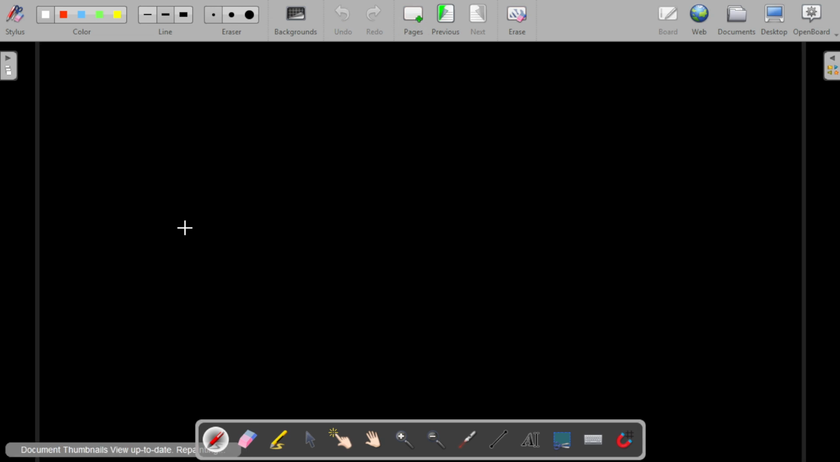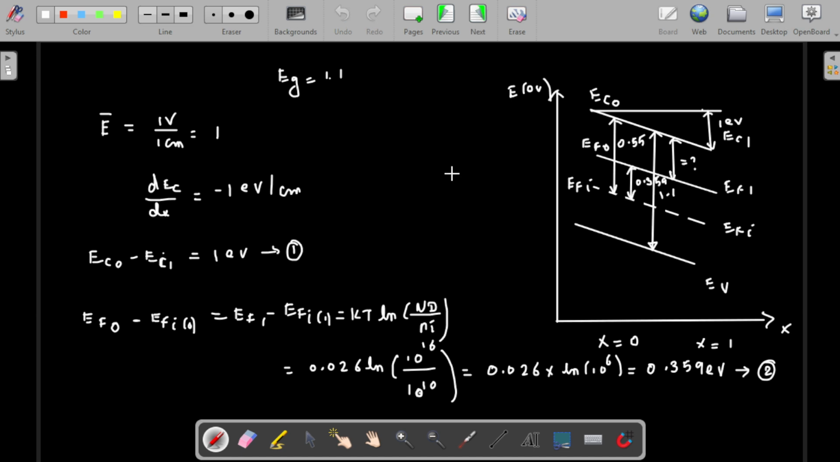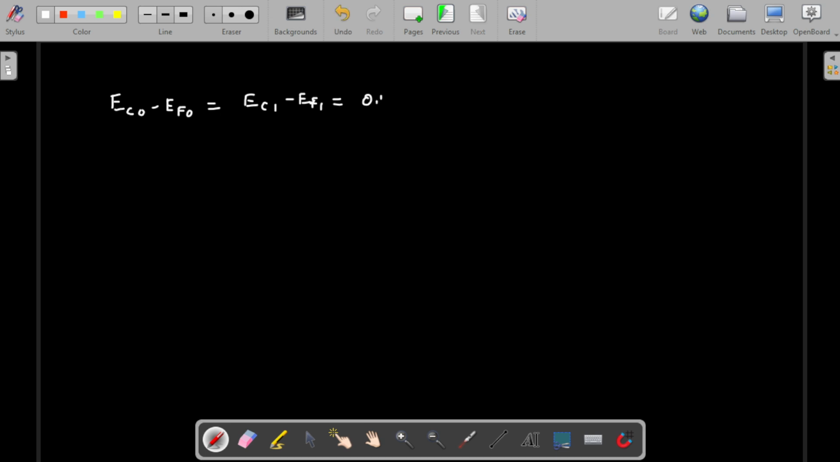So let me write it down. EC0 minus EF0, which is also equal to EC1 minus EF1, which will be equal to 0.55 minus 0.359. So if we subtract it, we will get 0.191. You see how we are relating every term that is given in the question.